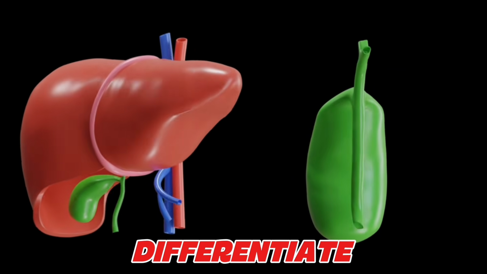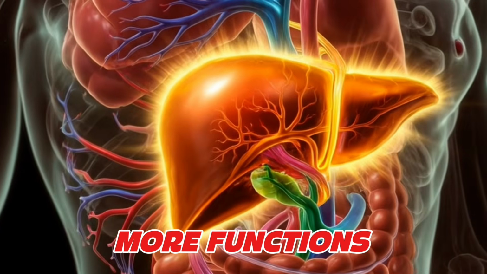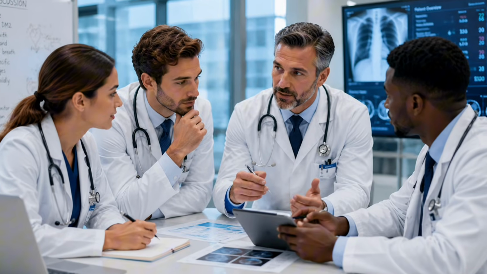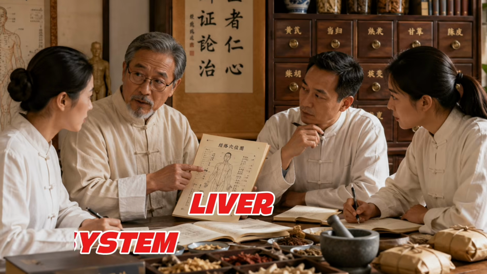You have to differentiate that because what you're going to start seeing is, I'm going to list in traditional Chinese medicine, the liver organ system has so many more functions than what Western medicine has found with just the liver organ. So I don't want you to get confused, but I want you to know there is a huge difference between Western medicine when they talk about liver and traditional Chinese medicine when they talk about the liver organ system, right? So let's dive into the guidebook.